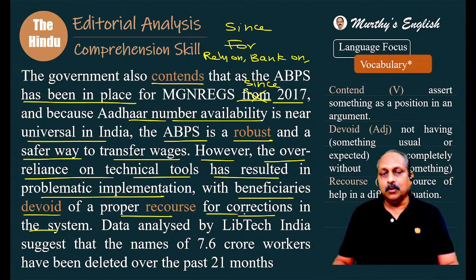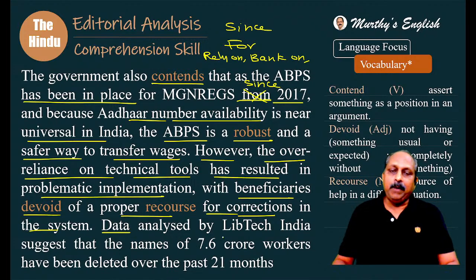The sentence talks about that. No proper recourse for corrections in the system. Data, another important word we all know. Datum singular, data plural. Data can also be a collective noun, then we use a singular verb.